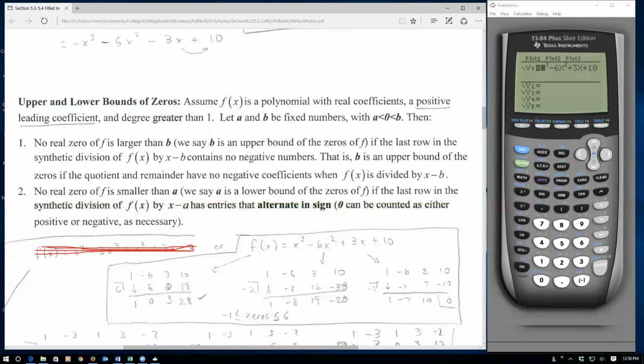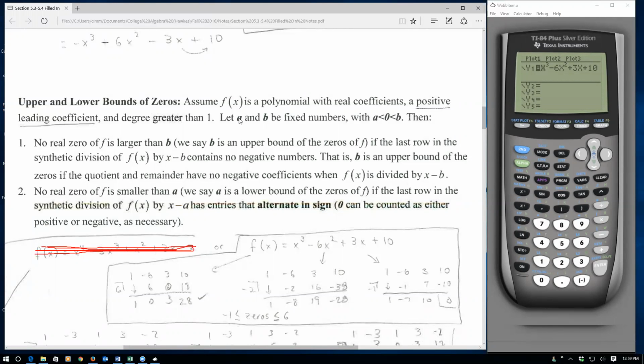Hello. In this video, we're going to be looking at the upper and lower bounds for zeros. So essentially, this theorem is sort of hard to state, but it's a little bit easier to interpret, luckily. We're going to assume that we have a polynomial with real coefficients, a positive leading coefficient, and a degree greater than 1. What we're going to try to find are two numbers, a and b, that all the real zeros lie in between.